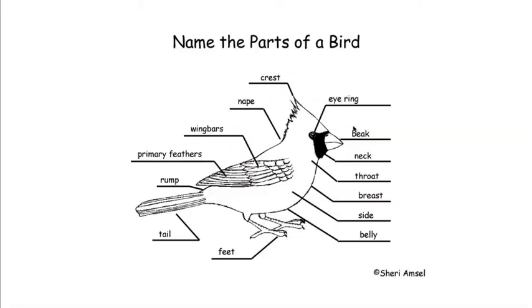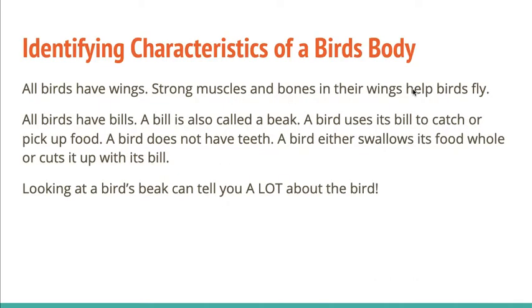So let me go back really quickly. There's a bill or a beak. A bird uses its bill to catch or pick up food. A bird does not have teeth. So they either swallow their food whole or they cut their food up with the bill.